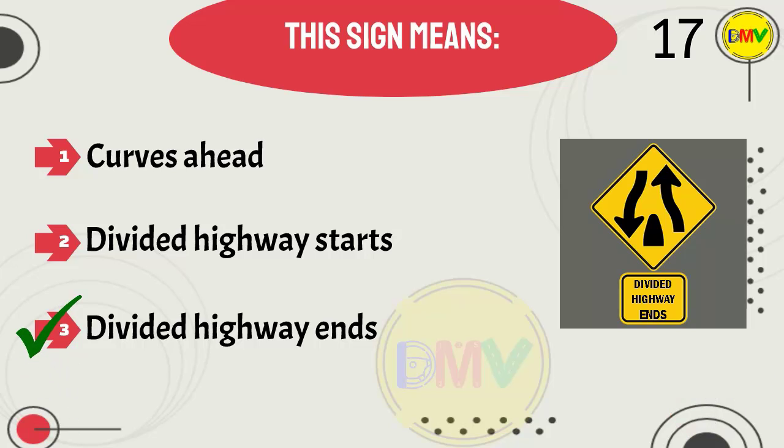The correct answer is 3. Warning signs are usually yellow with black markings. This sign warns that the divided highway ends ahead. Prepare to change lanes or shift lane position.